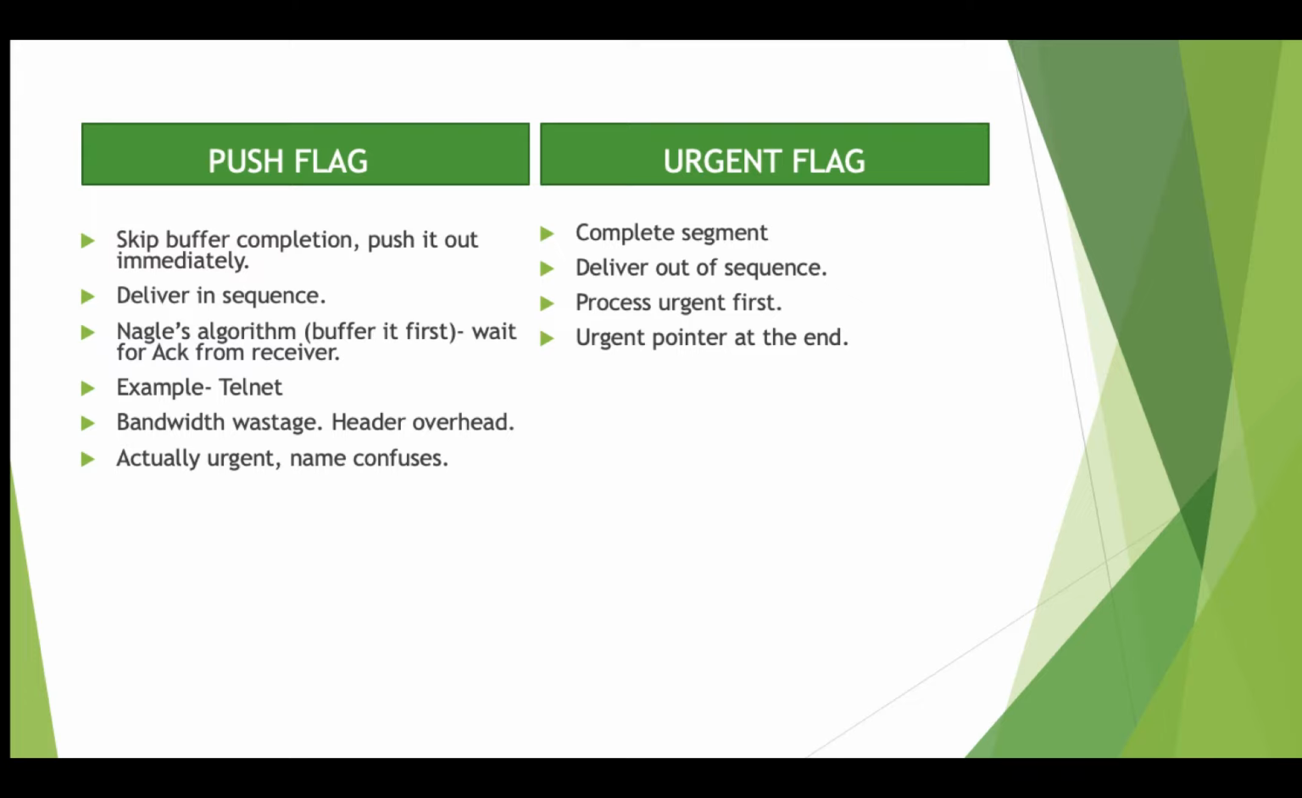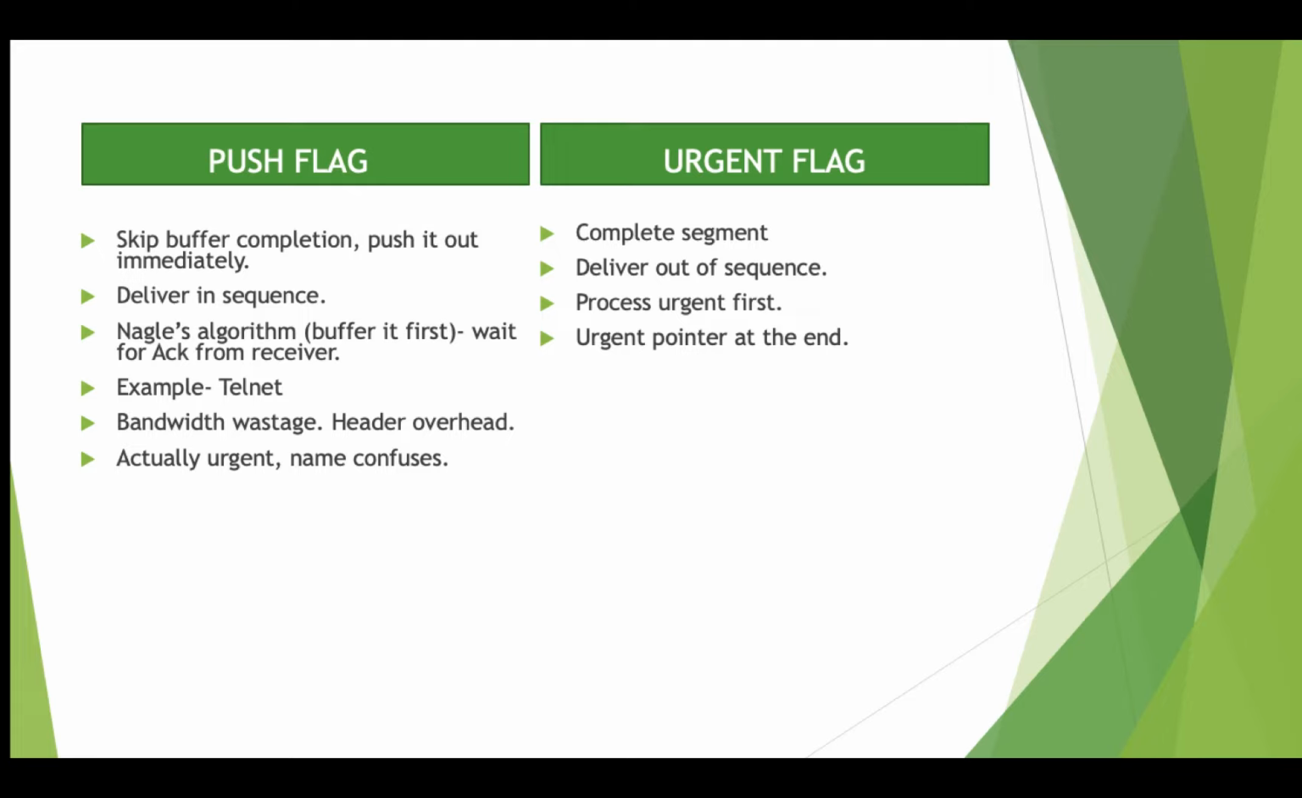Now, the urgent pointer would be at the very end of this data. Let's say our urgent data is from 1 to 5. Then the urgent pointer would say the next value after our urgent data. That means the urgent pointer value would be 6 if 1 to 5 is the urgent data. These urgent bytes of data are sent to the transport layer of the receiver side through a normal process, no urgency at all.